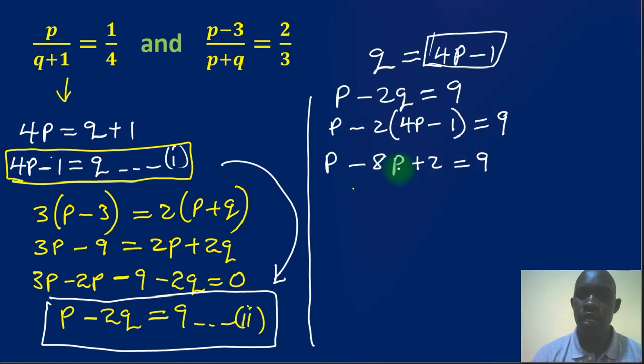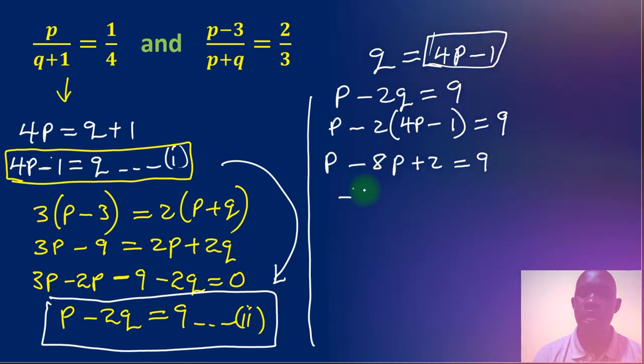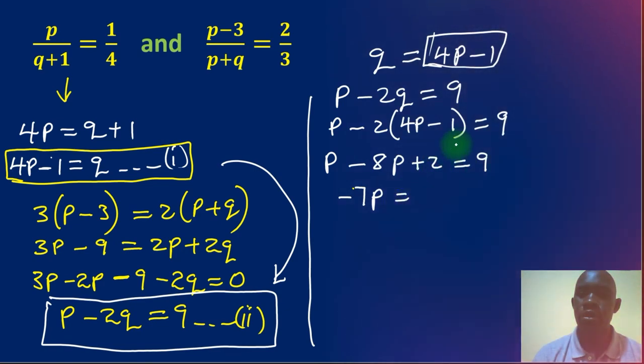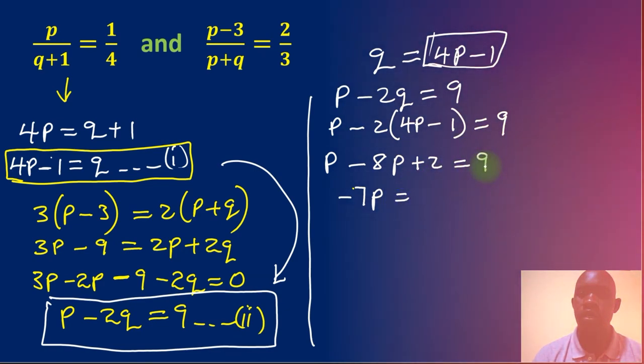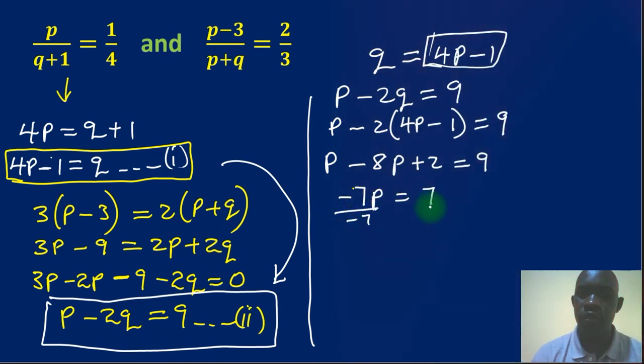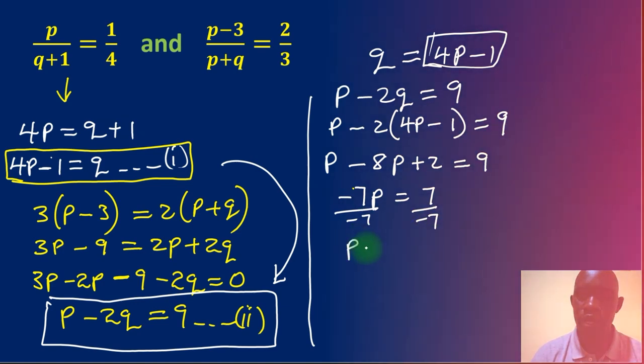Therefore p minus 8p gives minus 7p will be equal to, take 2 to the right hand side, 9 minus 2, we have 7. Then divide through by minus 7, divide by minus 7. Therefore I get p is equal to minus 1.